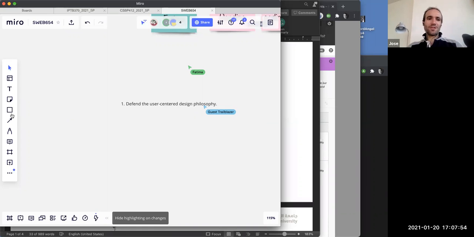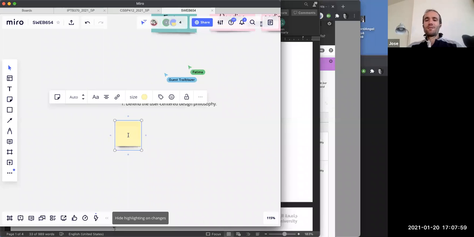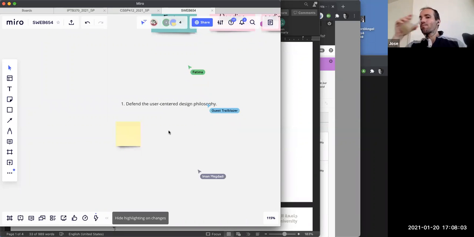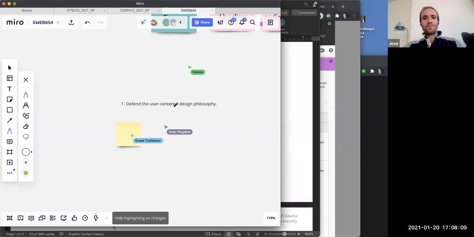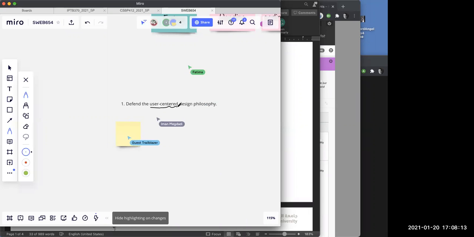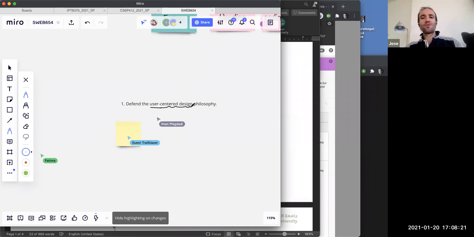What is the keyword in this learning outcome? Anybody? You can write in a post-it and explain to me, well, what do you think this means? Have you heard the sentence user-centered design before? Yes? No? Yes. Excellent. So remember the rules. If you speak, you say your name first and then you speak.